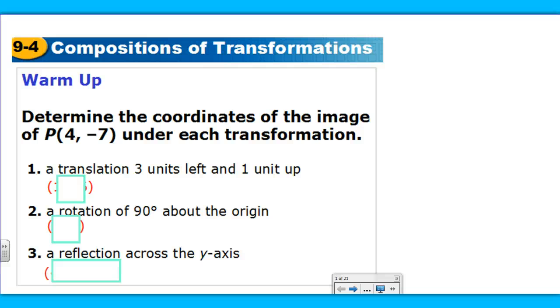Okay, welcome to Geometry, Chapter 9, Section 4, Compositions of Transformations. Pause the video and then come back and I will just reveal the key for you. So make sure you have your answers ready.